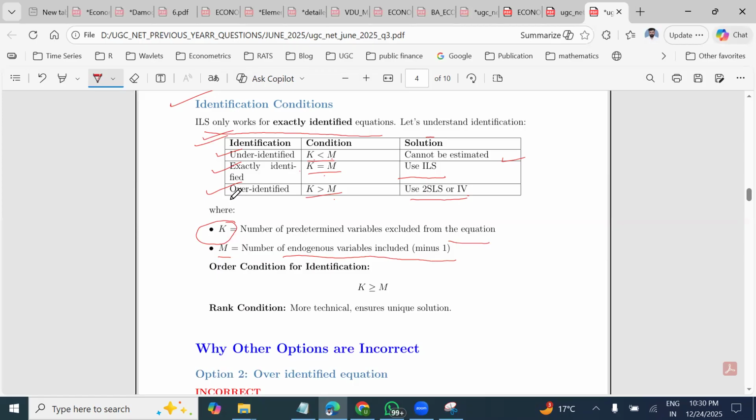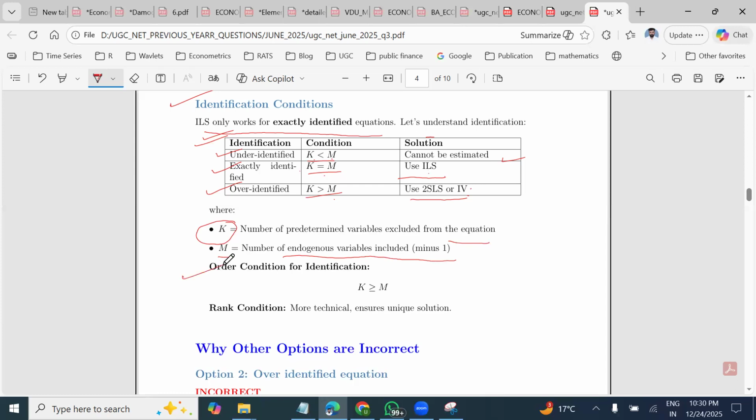Yes, sir. The other complications are there, but don't think about what we cannot cover right now. When we have time, we will do that also. But at least you should know when you are going to use ILS and when you are going to use 2SLS or instrumental variable.